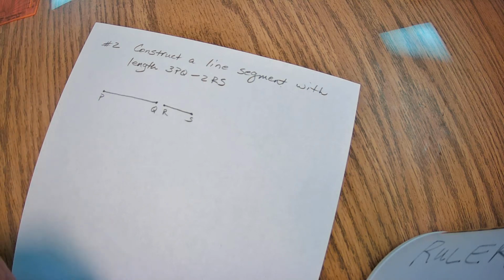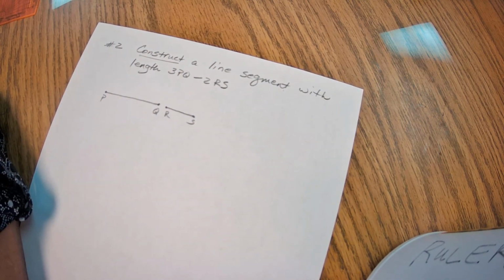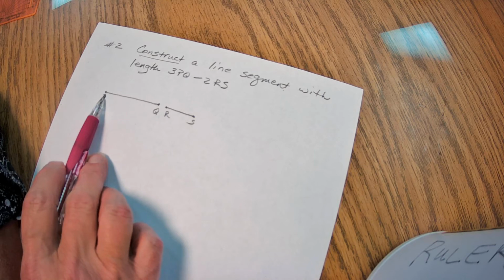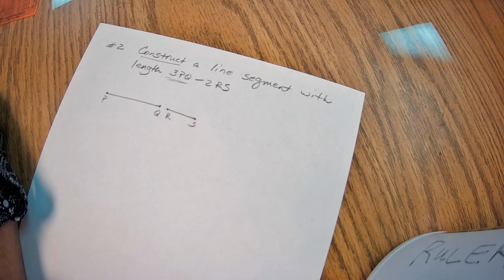So number 2 says construct a line segment with length 3PQ minus 2RS. Remember that we're not using any measurements, so this is not an algebraic equation. And when it says construct, it means to use a compass and a straight edge. If it doesn't want you to use a compass and a straight edge, the directions will say draw or sketch. But in this case, we need to construct it. So I need to construct a line, first of all, that's 3 PQs.